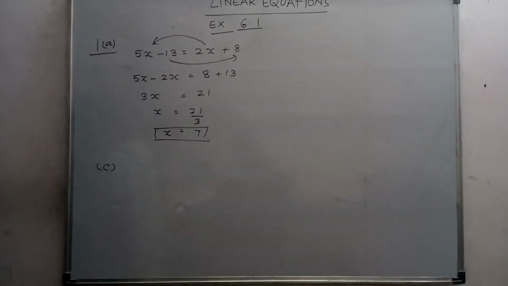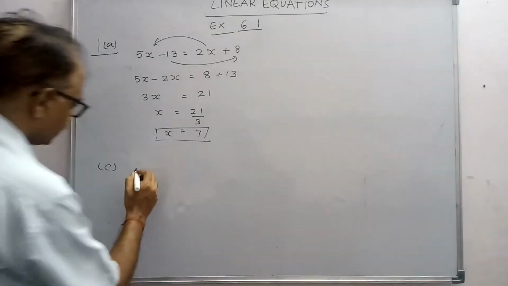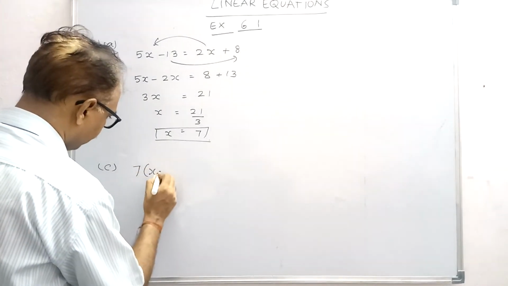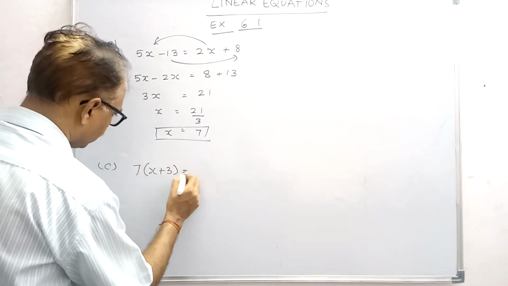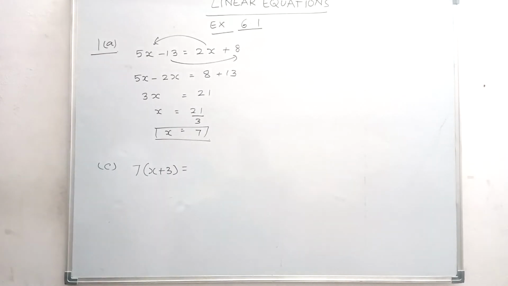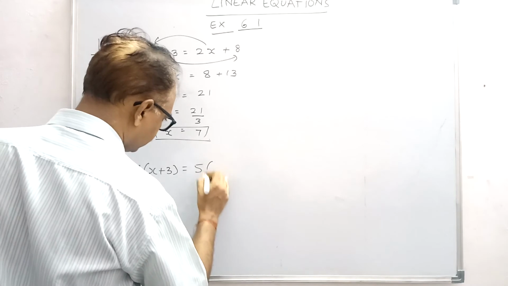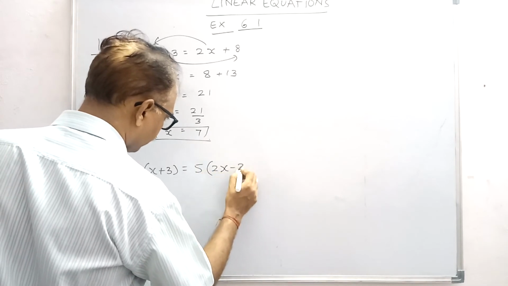Okay. Now see question number 1, C part. C part says 7 within brackets x plus 3 is equal to 5 within brackets 2x minus 3.